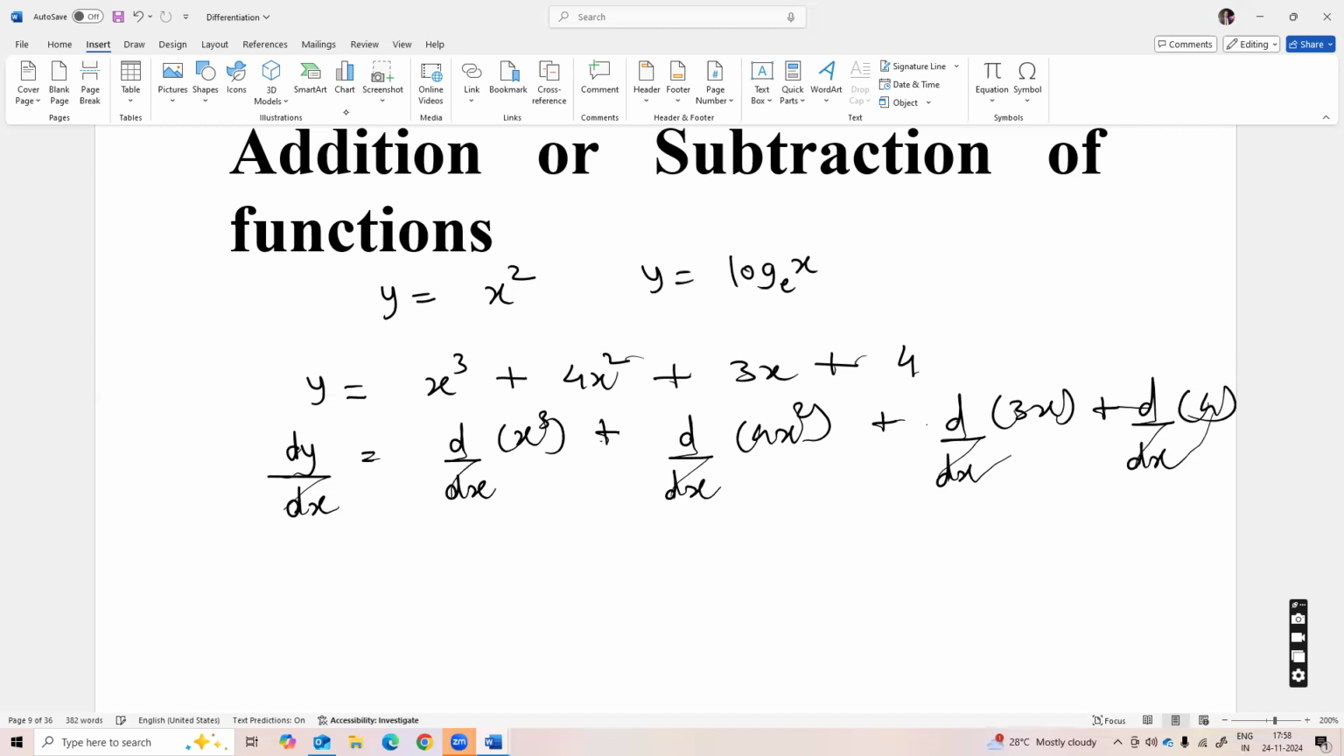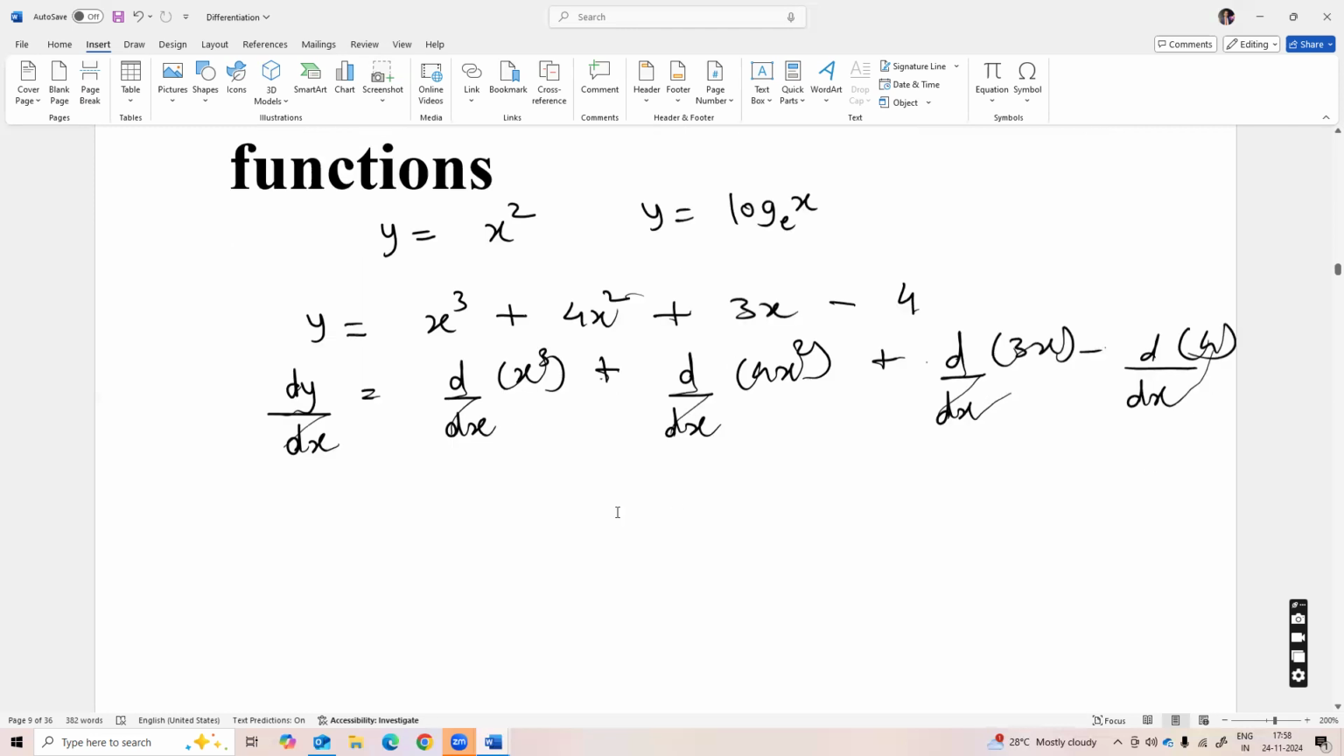So there is nothing special if we have a function which involves addition or subtraction. Even if it was -4 here, only the minus sign will change, so everything will remain the same. In addition or subtraction, if you have a function with multiple terms, then you can separate out those terms, take their derivative, and add them.